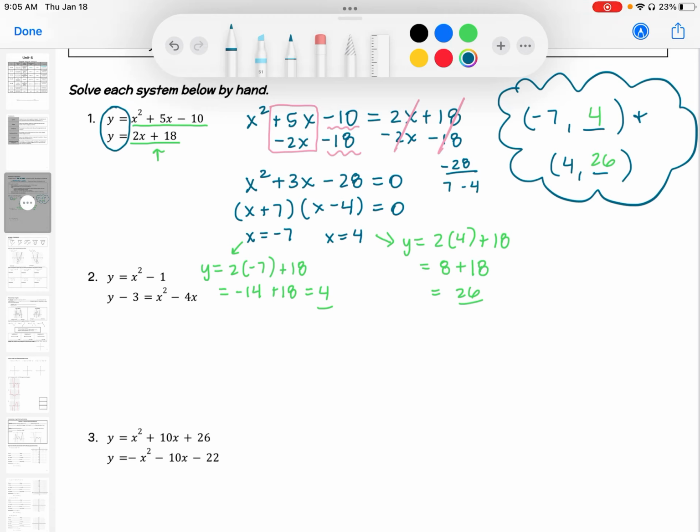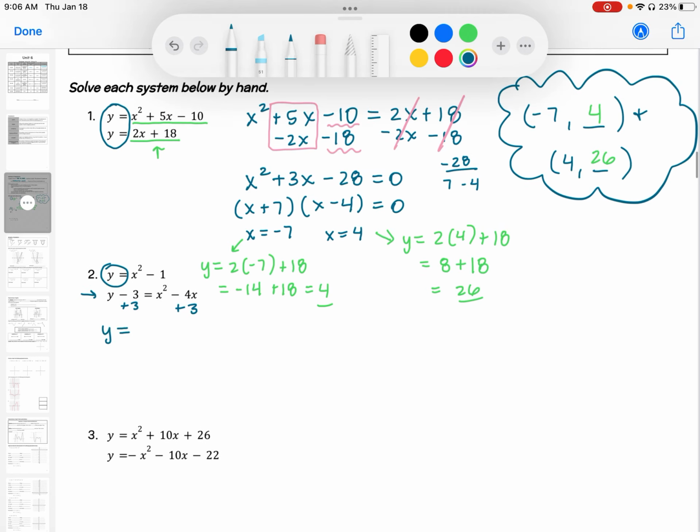All right, we're going to go ahead and solve number 2. So first thing, if you notice, this one is set equal to y, but the second one is not. So first thing we're going to do is make sure that it's in y equals form. So I'm going to go ahead and add 3 to both sides. So that makes it y equals x squared minus 4x plus 3.